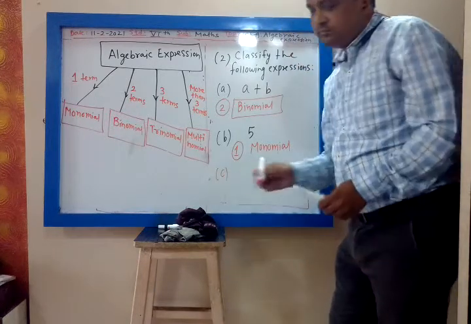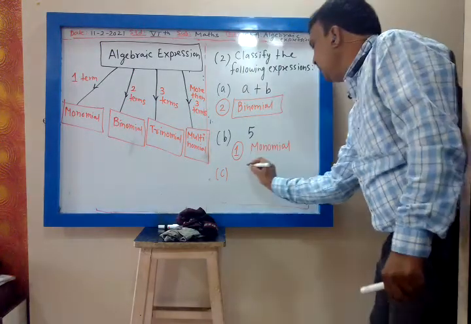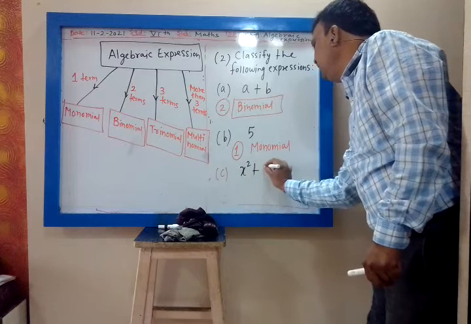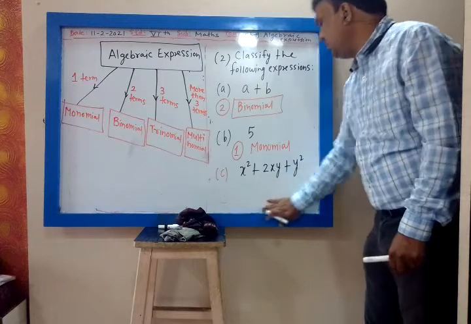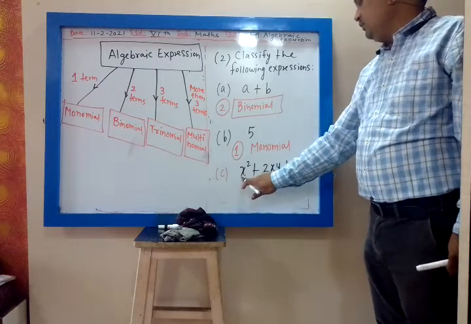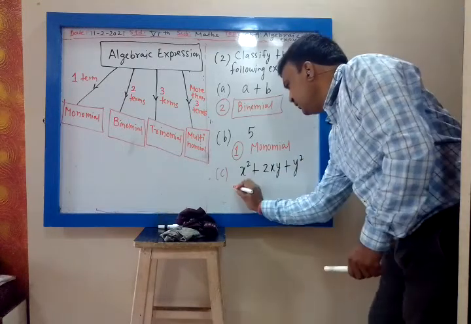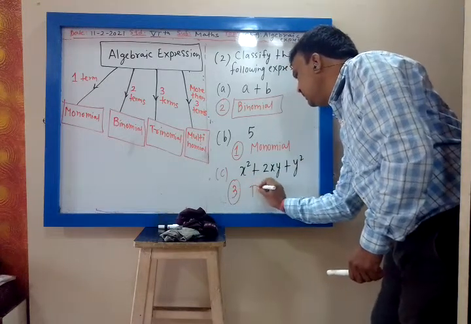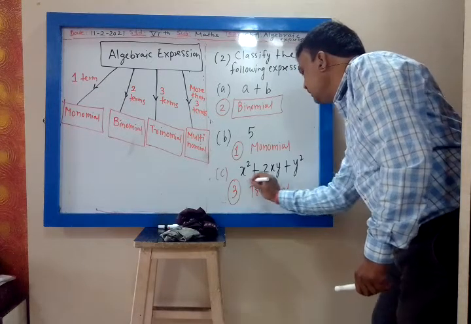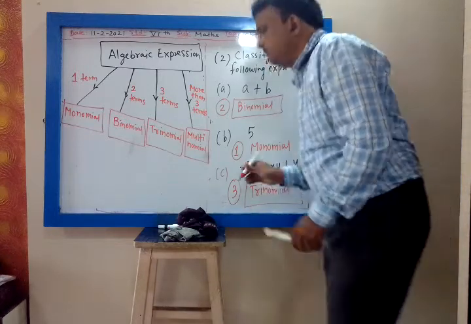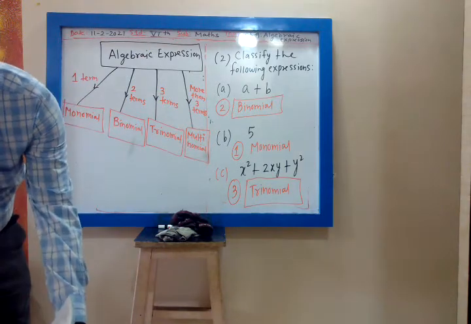Then C: x square plus 2xy plus y square. How many terms are there? x square, 2xy and y square. 3 terms are there. So it is known as trinomial.